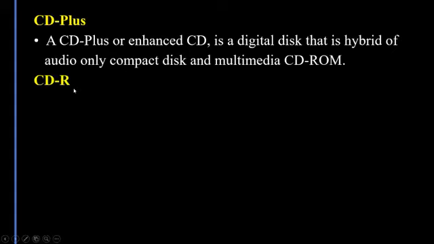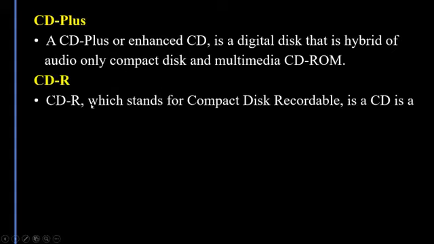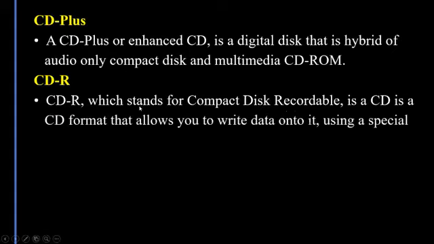Then CDR. CDR stands for compact disc recordable. Now when we say recordable, it means that you can store information. You, the user, you can store. Now, the difference between CDR and CD-ROM is that this one you can write, but CD-ROM you can't write. However, in most cases, when you write, it remains CD-ROM.